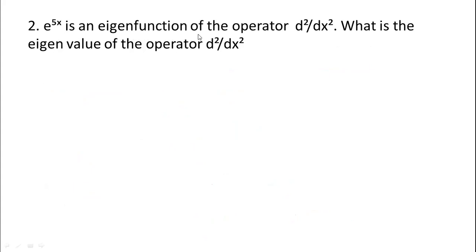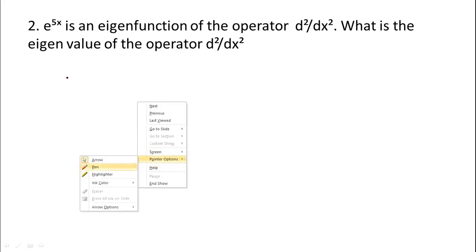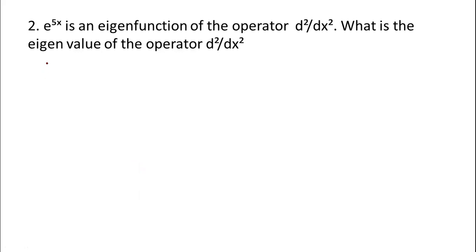E raised to 5x is an eigenfunction of the operator d square upon dx square. What is the eigenvalue of the operator? So let us find out the eigenvalue of the operator. First of all, let us write the equation. Operator A operated onto the function f of x is equal to c times f of x. Here operator A is equal to d square upon dx square.